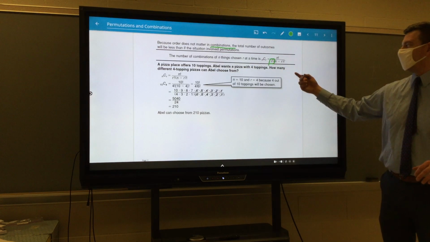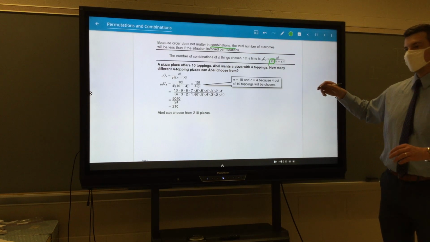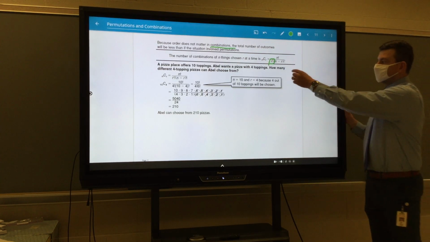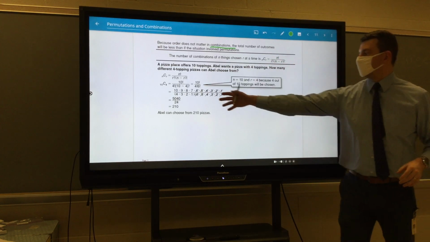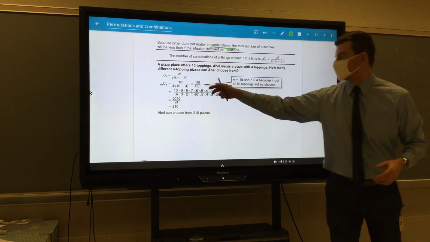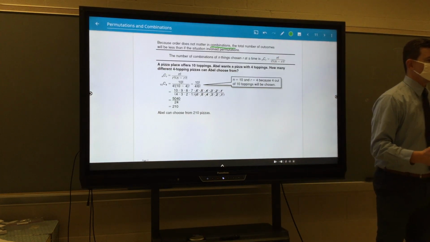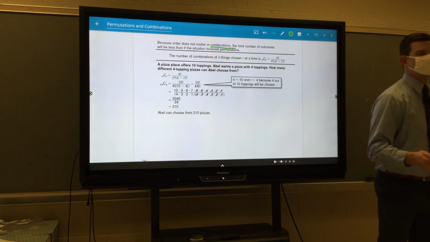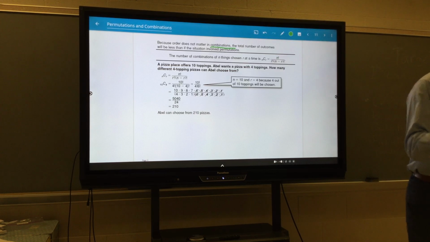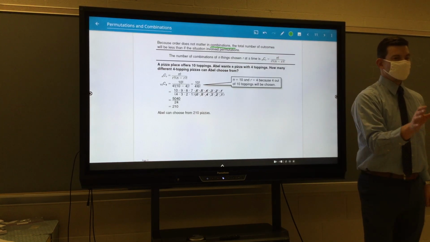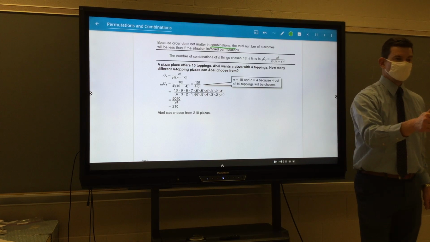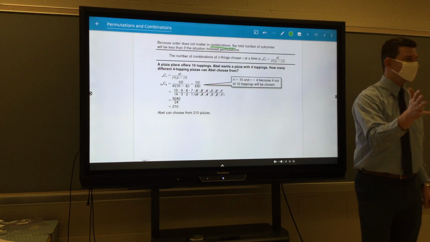But because we have that there, we have a larger value in the denominator that is making us divide by a bigger number, which is reducing the total number of possibilities. That makes sense because we're looking at A and B is the same as B and A. In a combination, those are the same. In a permutation, they're counted as different outcomes.